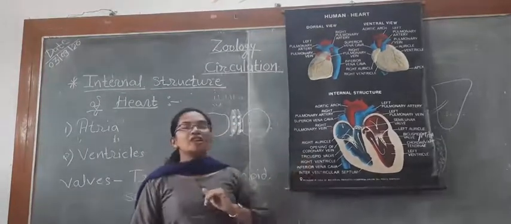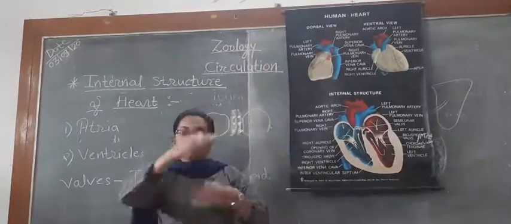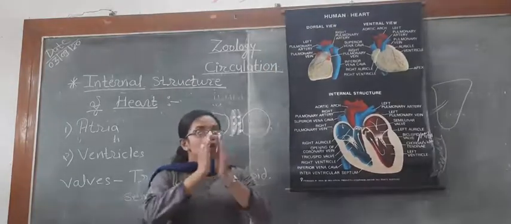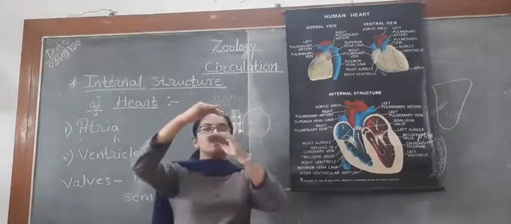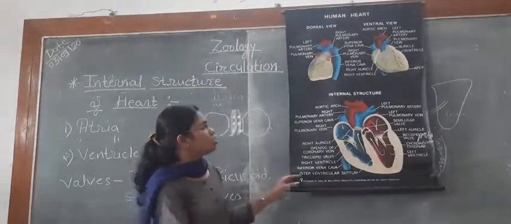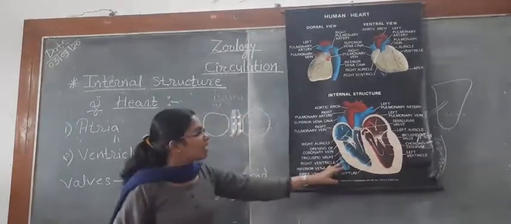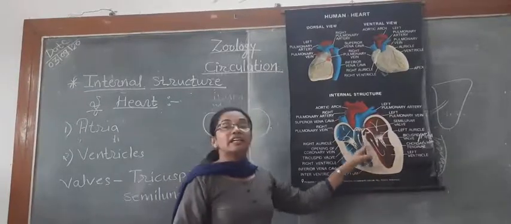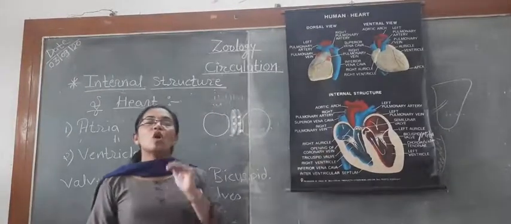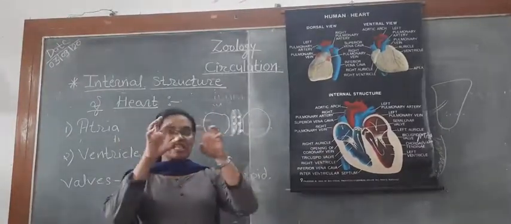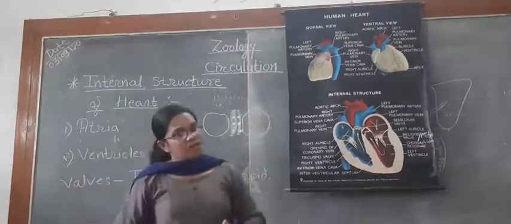Externally we have seen the auricles and ventricles are not clearly separated from each other, but internally both the auricles are separate, both the ventricles are separate, and even auricles and ventricles are separate. The auricles are separated through the interatrial septum, the ventricles through the interventricular septum, and the auricles and ventricles through the atrioventricular groove. That means each chamber is separate from each other, and even auricles and ventricles.